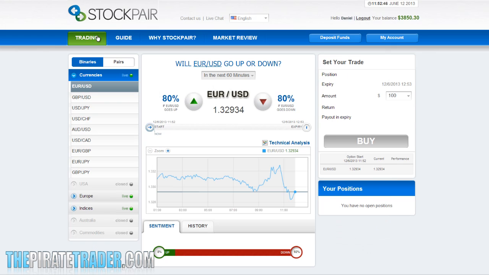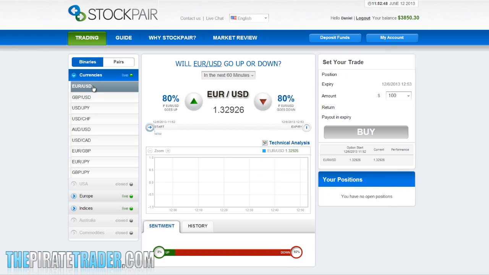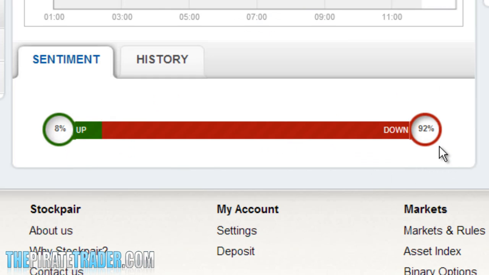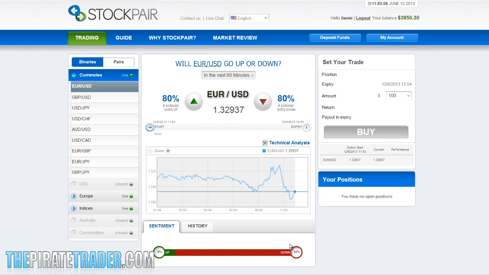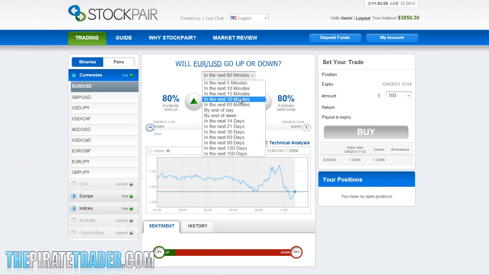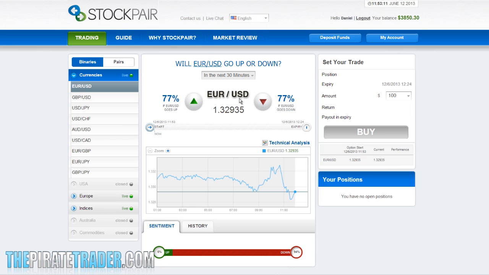So what we're going to do is click on the Trading tab. We'll select Euro to USD. As you can see, 8% of the traders are saying the currency pair will go up and 92% are saying it's going to go down. Since we're working with 30-minute trades with my strategy, we need to make a change here. We're going to click here, change this option, and select in the next 30 minutes.